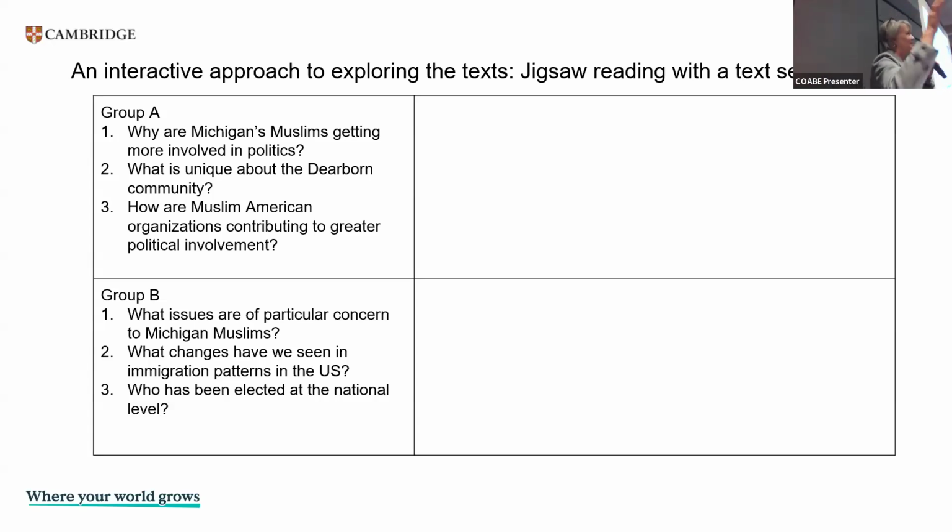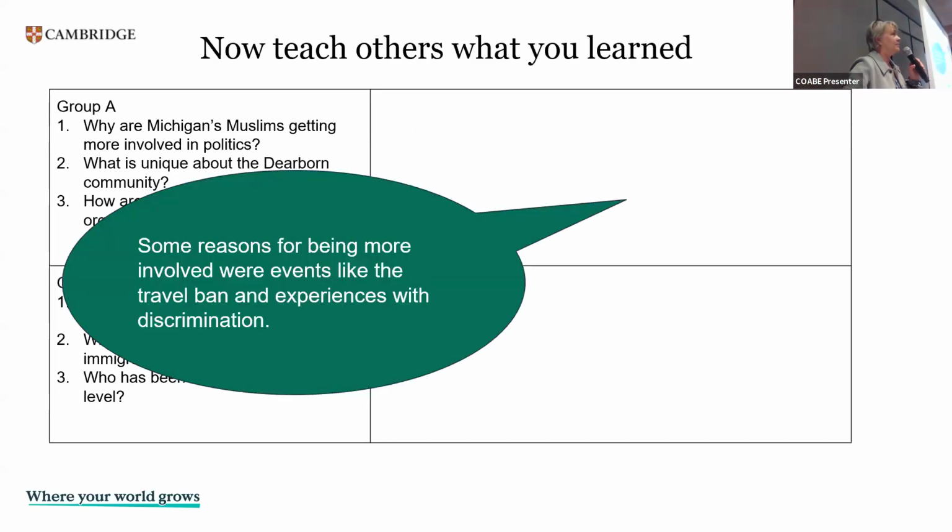Like people are reading for different things. You could use one of the articles and have different questions, or one group reads one and one group reads the other article. So then learners present to one another what they found out. The A's tell the B's, the B's tell the A's.